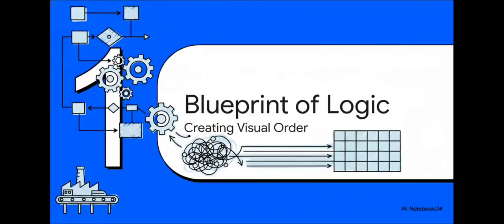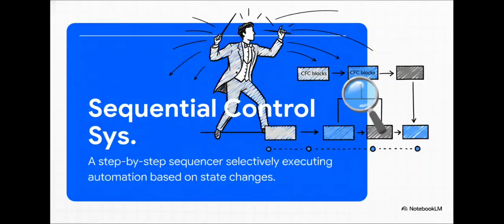All right, moving into section 1, blueprint of sequential logic, creating visual order. So, every automation engineer faces this really fundamental problem, right? How do you manage complex, step-by-step industrial processes without creating an unreadable, tangled web of code? The answer is the sequential control system. You can kind of think of this as the master conductor. It's essentially a step-by-step sequencer that selectively executes automation functions based on operating state changes.